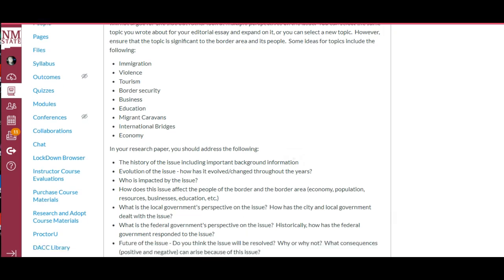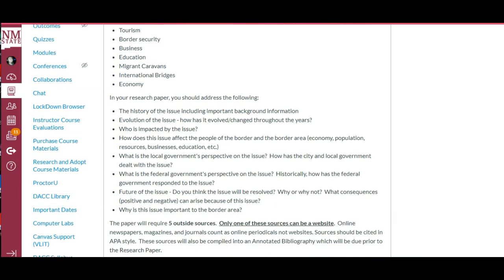So moving on with the research paper content, your research paper should address the following. It should address the historical background information as well as any important information that you feel the audience needs to know.